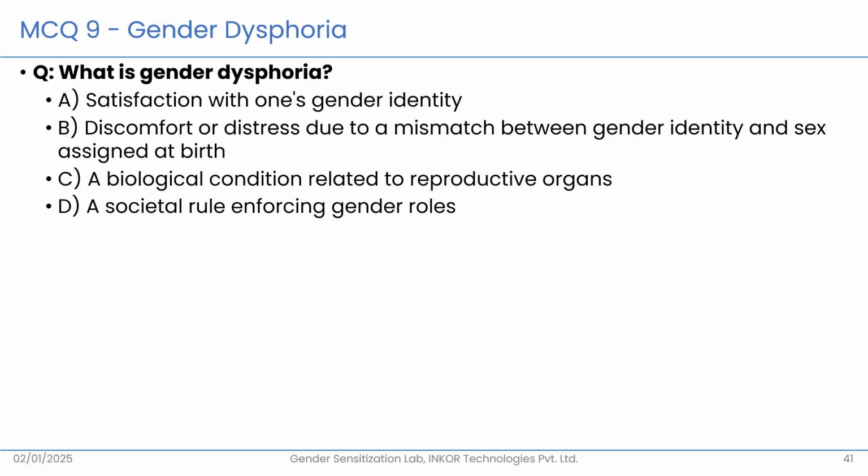Next, let's explore gender dysphoria. What is gender dysphoria? Your options are A. Satisfaction with one's gender identity. B. Discomfort or distress due to a mismatch between gender identity and sex assigned at birth. C. A biological condition related to reproductive organs. D. A societal rule enforcing gender roles. What do you think?